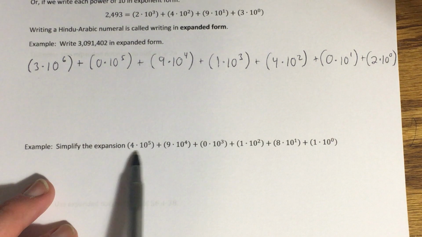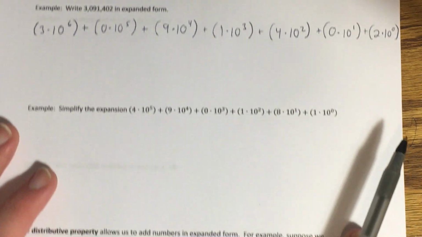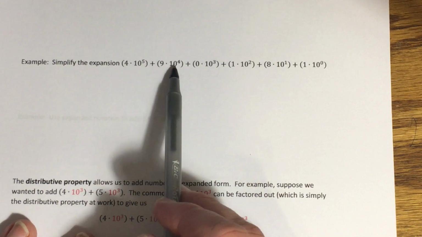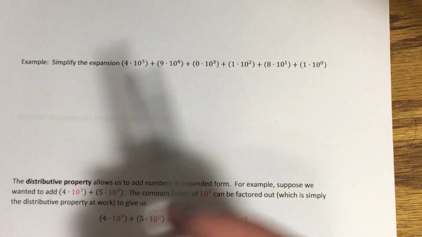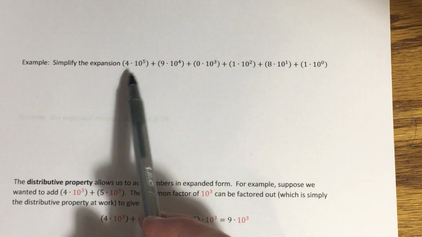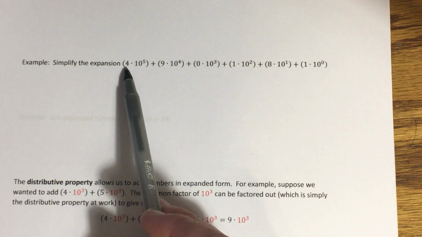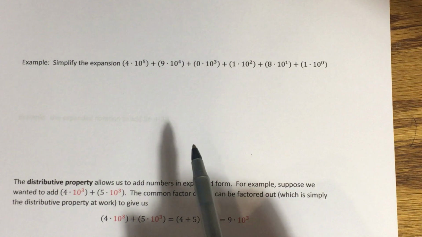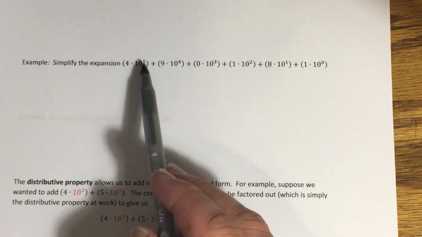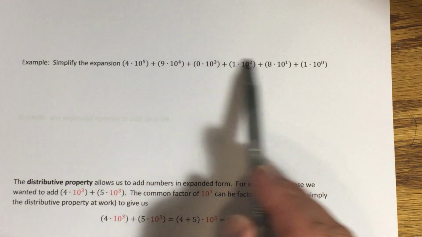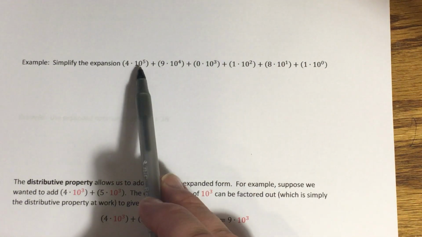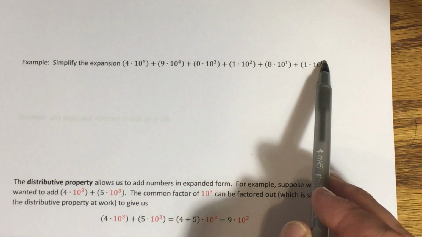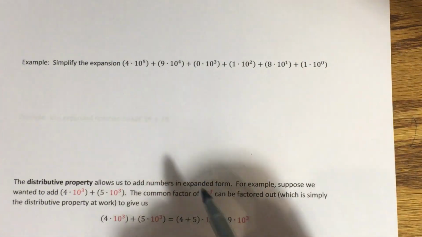I'd like to simplify this expansion, and as we've seen, the number that's being multiplied to each power of 10 really just represents a digit in that numeral. So I'm going to focus on these digits, 4, 9, 0, 1, 8, 1, and I do want to make sure that all of my powers of 10, starting from the largest on down to 10 to the power of 0, are represented here. So I have 10 to the 5th, 10 to the 4th, 10 cubed, 10 squared, 10 to the 1st, 10 to the 0. I have everything, and it's all in the correct order.